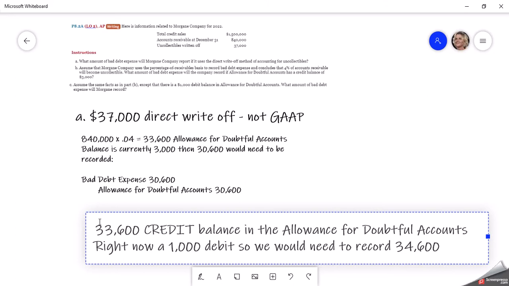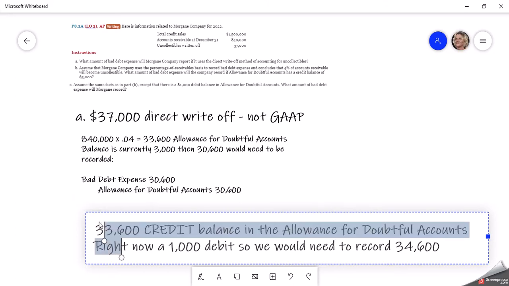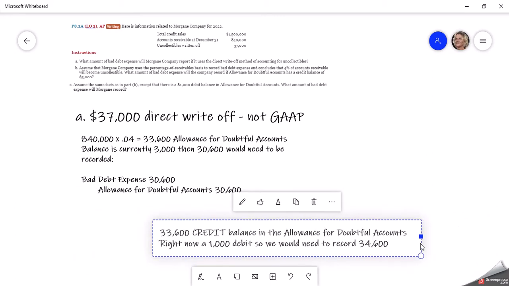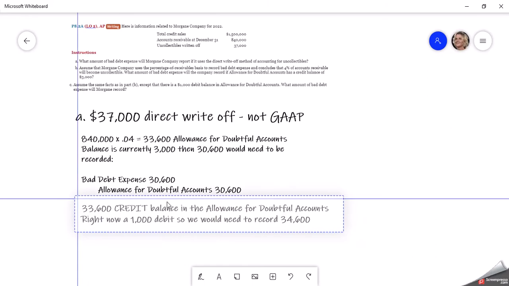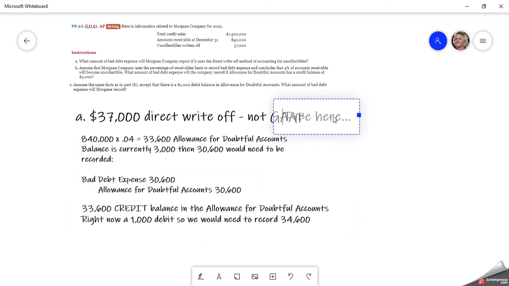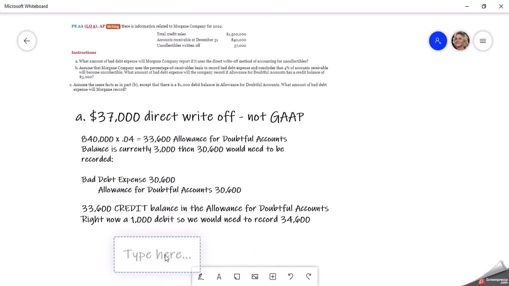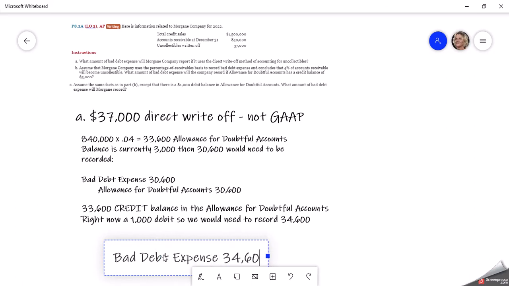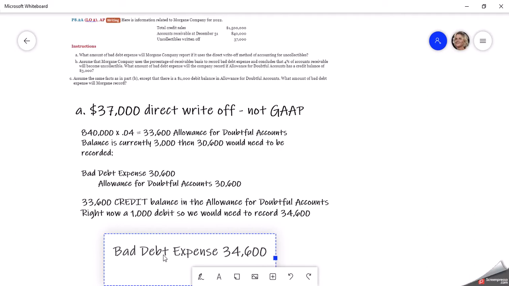So again, I'll do the journal entry. The journal entry is going to be bad debt expense for $34,600, and then a credit to the allowance for doubtful accounts, $34,600.